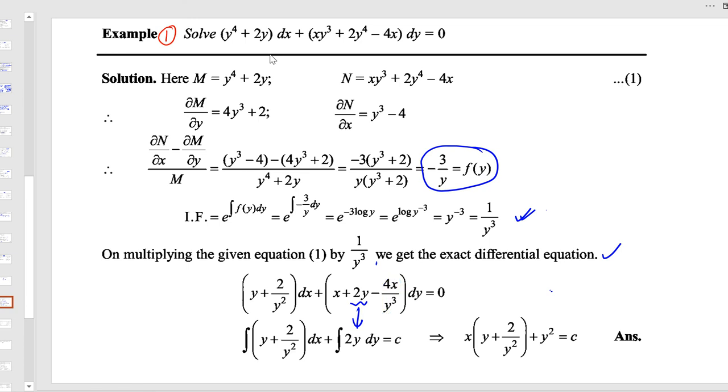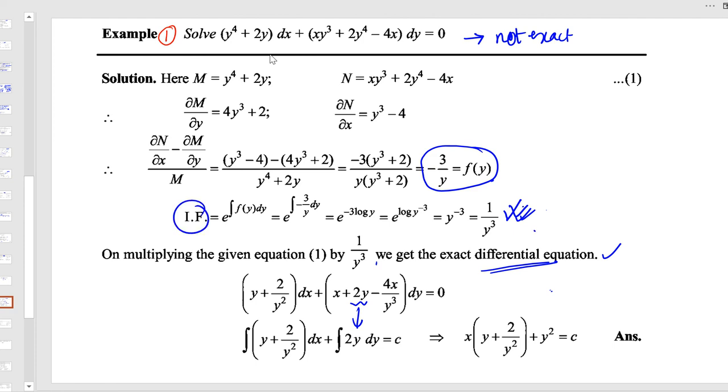Now once you find it, exact equation. When the given equation is not exact, then you need to make it exact by a suitable multiplier, and this multiplier is the integrating factor.